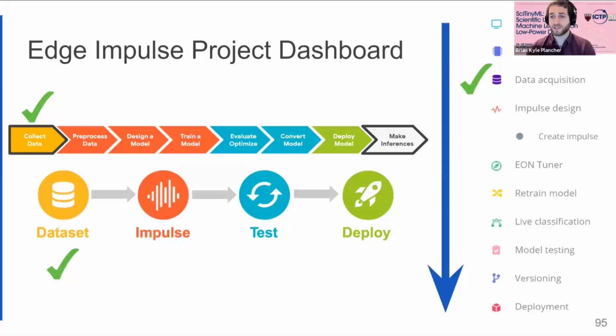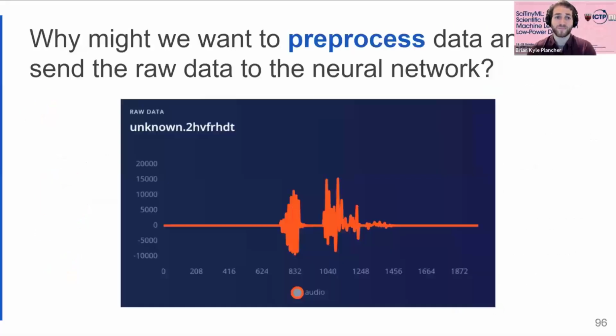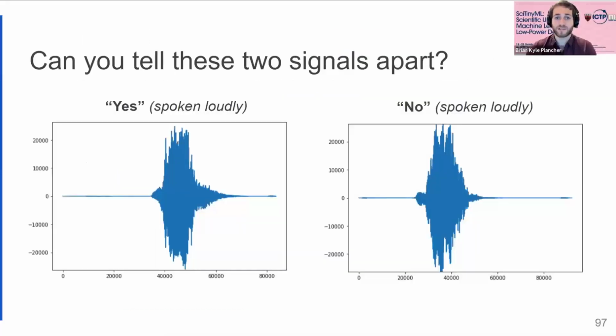Right, we've collected our data, check. We're going to move down to impulse design and pre-process our data. You might be saying, well, why do we want to pre-process our data? Why can't we just send that raw data to the neural network? The answer is that sometimes your data will come in a form that is potentially a little hard for the network to understand.